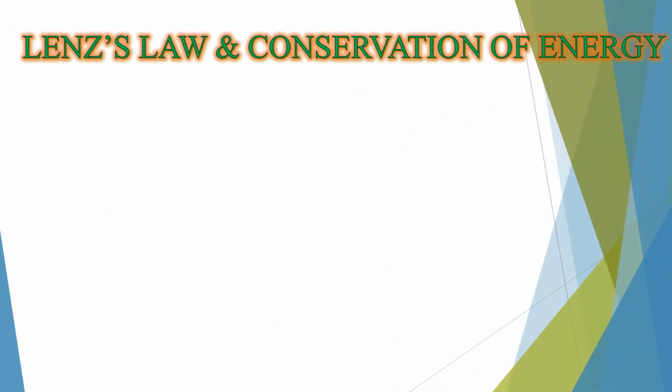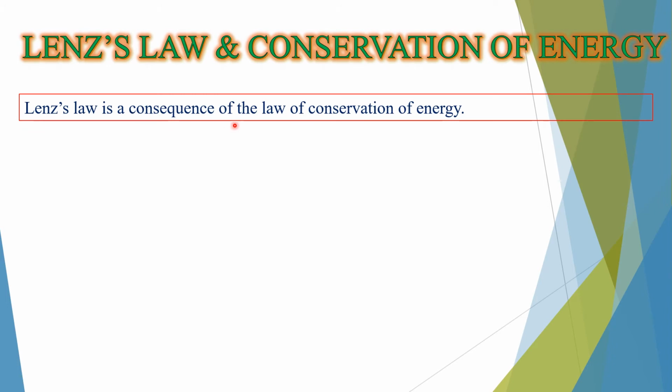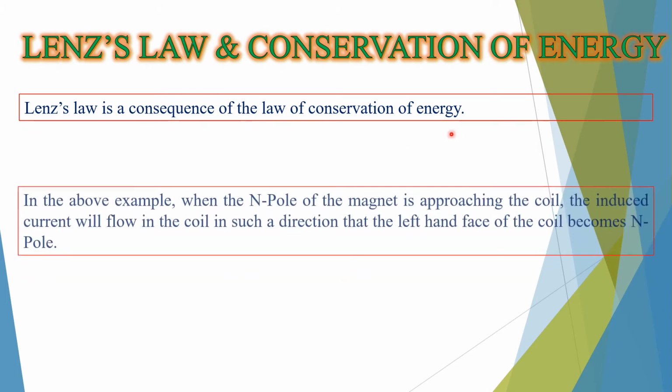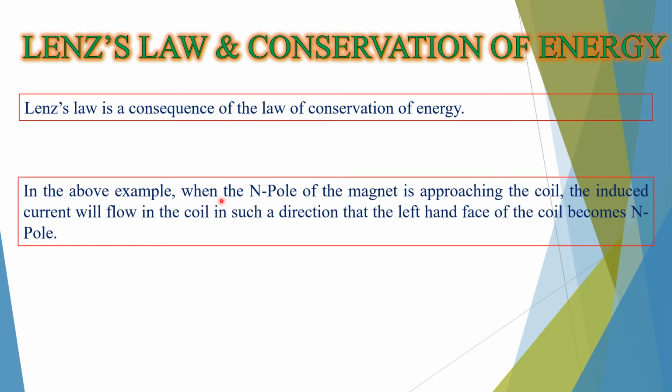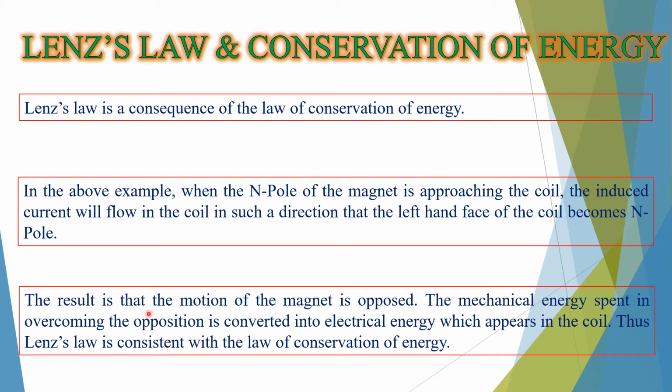Lenz's law and conservation of energy. Lenz's law is a consequence of the law of conservation of energy. In the above example, when the north pole of the magnet is approaching the coil, the induced current will flow in the coil in such a direction that the left hand face of the coil becomes a north pole, as we discussed in the previous slide. The result is that the motion of the magnet is opposed.